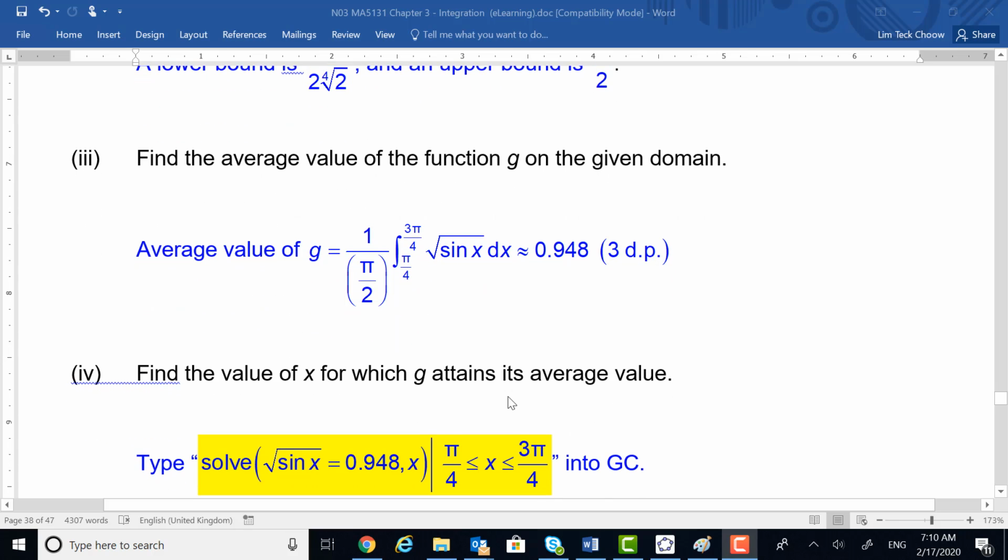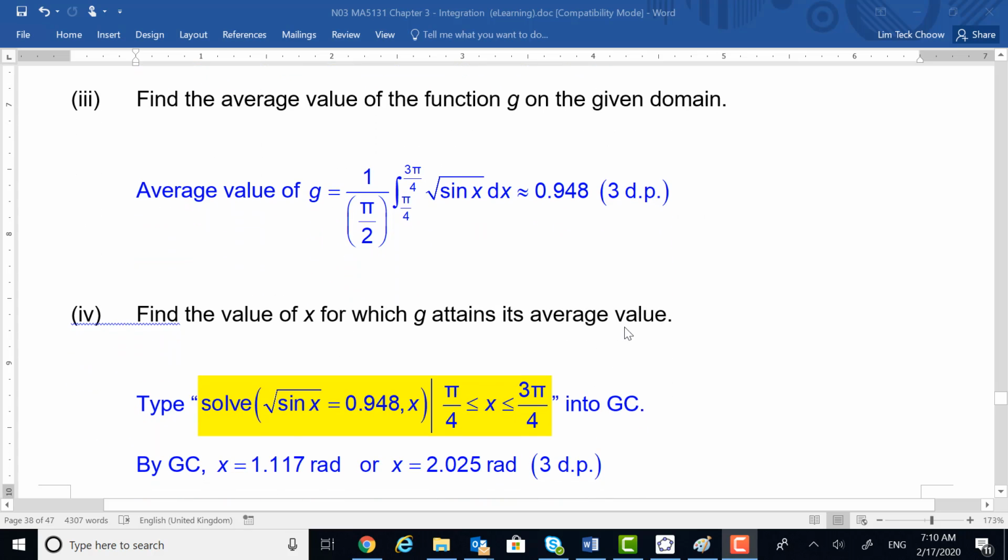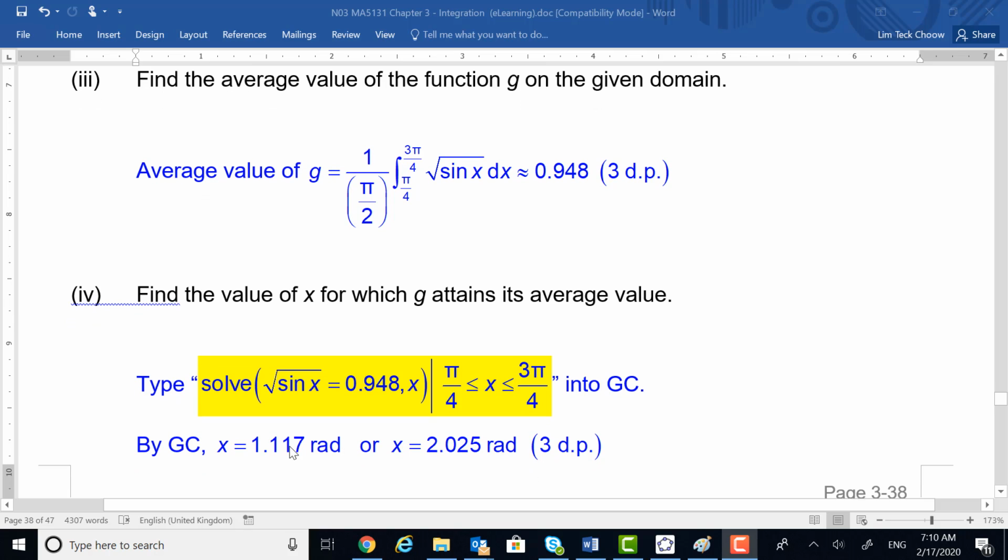And then in this case, to find the value of x that gives you the average value of g, you simply type into the calculator to solve this. This is actually your so-called f(c) or f(x), and this is equal to the average value that you found here. You tell the calculator that you want to solve for the unknown x over the interval. This is a vertical slash over the interval from pi over 4 to 3 pi over 4. You should enter this so that it gives you the value of x that's within this interval. And then when you type it in, the GC gives you two values. Please learn how to use the GC, because you need this for the test and later on for the exam.